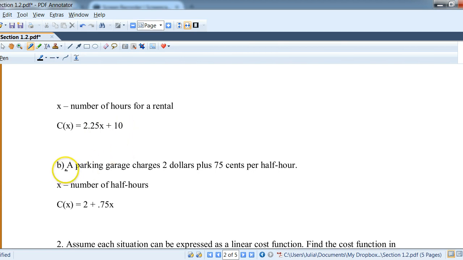But let's take a look at the next situation. What if we make it a little bit more interesting? Let's say a parking garage charges $2 plus 75 cents per half hour. Now, what if we define x as a number of half hours? So see, it does make a big difference how you define the x. What if you define the x as number of hours? Then you have to convert into half hours, and your cost function may be different. But if we keep it simple, let's say x is a number of 30-minute periods that you'll use, then the cost function would be 2 plus 0.75x.